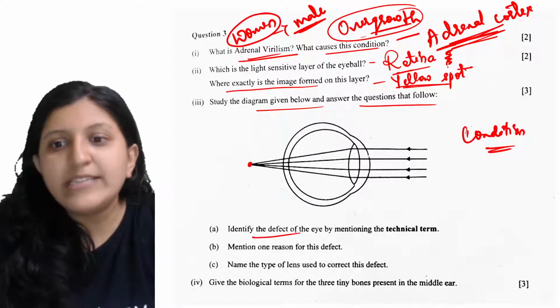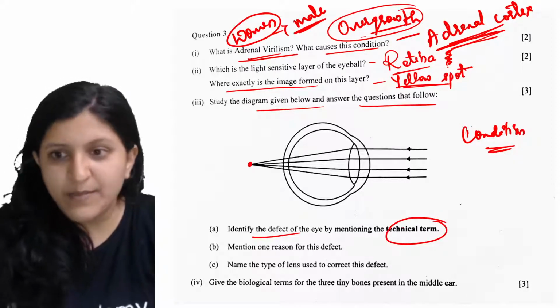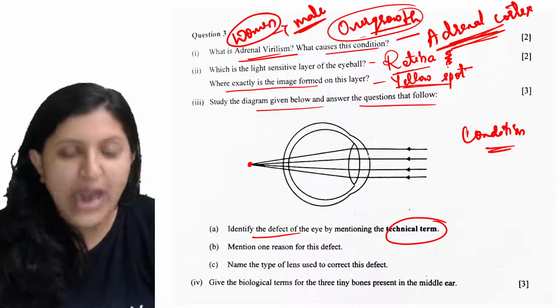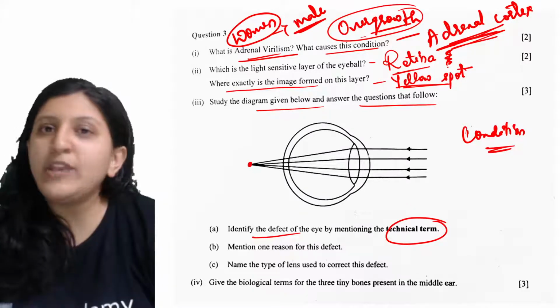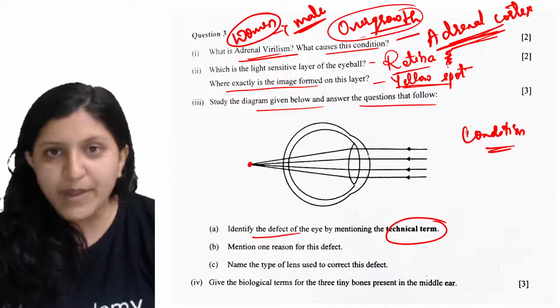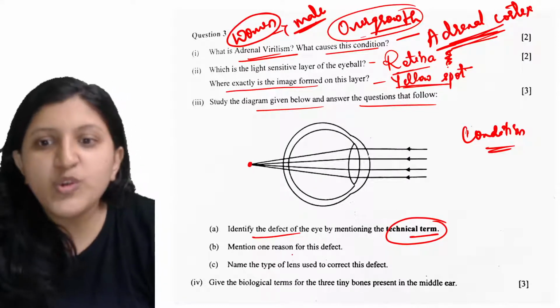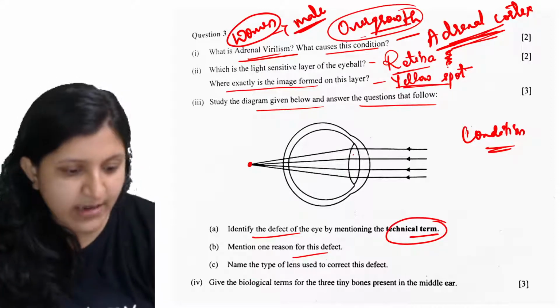So identify the defect of the eye. You need to use the technical term itself. So if you have written long sightedness, this will not be considered. Okay, so you need to write it as hyperopia or hypermetropia. In that case this can be considered. So that is a technical term. Okay, so mention one reason for this defect.